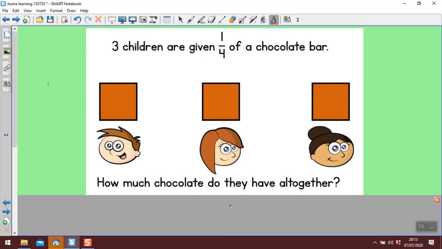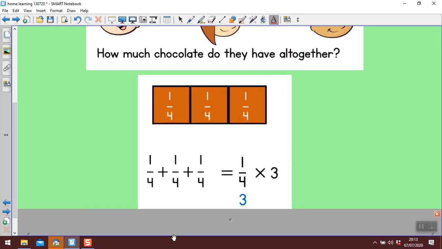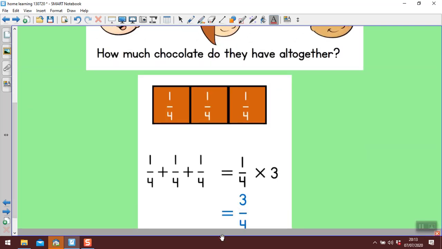3 children are given 1/4 of a chocolate bar. So he's given a quarter, she's given a quarter, and she's given a quarter. How much chocolate do they have all together? So it's 3 multiplied by a quarter, but it's the same as 3 lots of a quarter. So 1/4, add 1/4, add 1/4. It's 3/4, isn't it? Really, really simple.